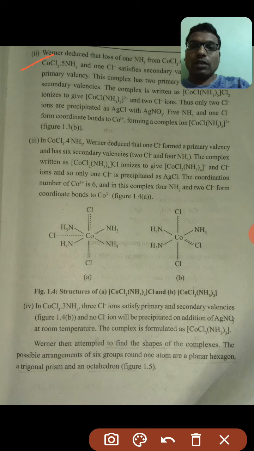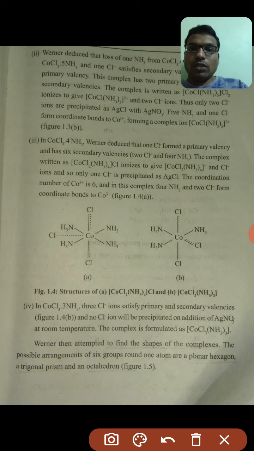CoCl3·4NH3. We can represent this one with how many amines? Only 4, so we write [Co(NH3)4Cl2]Cl. Total how many chlorines? 3 chlorines: 2 are inside and 1 is outside.